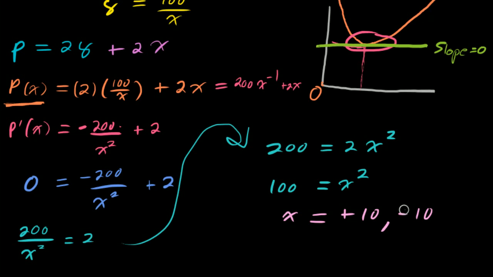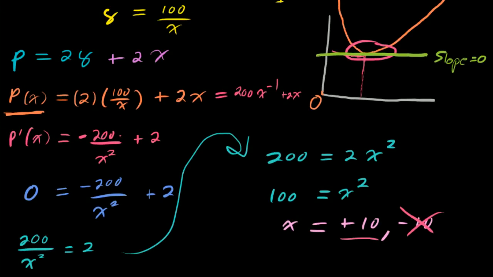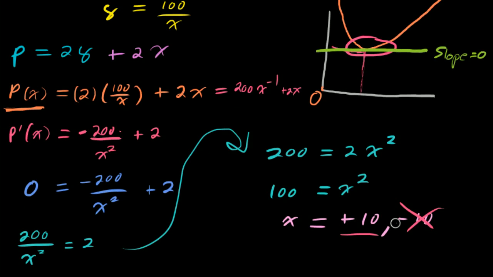But hopefully you can see that it doesn't make any sense for us to have a rectangle whose height is minus 10. So we really don't have to put this value in, and we just have to pay attention to our plus 10. So we have now found at least our optimal height for our box. The height of the rectangle is going to be 10.